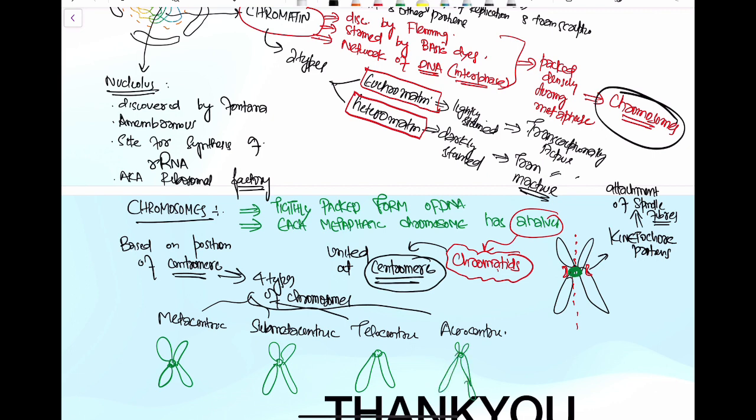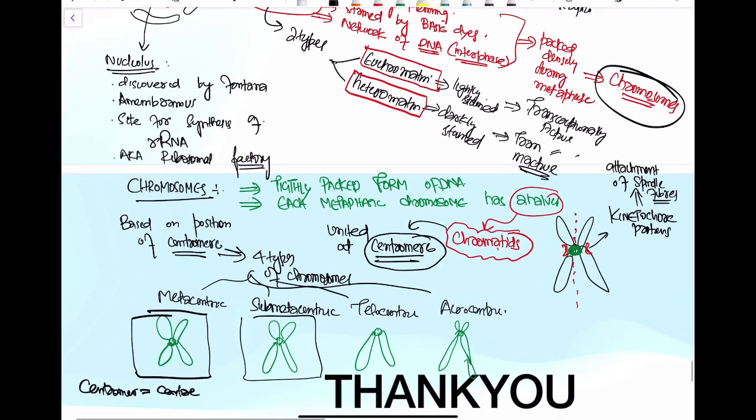So what is the difference? In metacentric, the centromere is exactly at the center. In this one, the centromere is a little away from the center. What about this thing? The centromere is at the terminal, and in acrocentric chromosomes the centromere is a little away from the terminal. That's all that you have to remember.